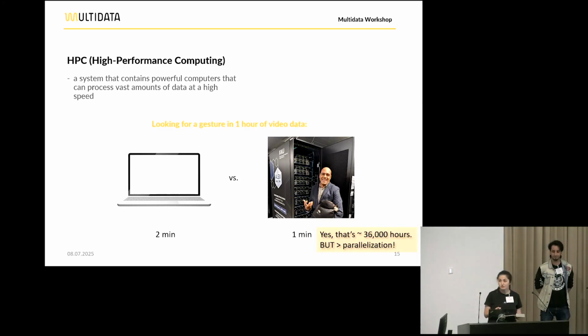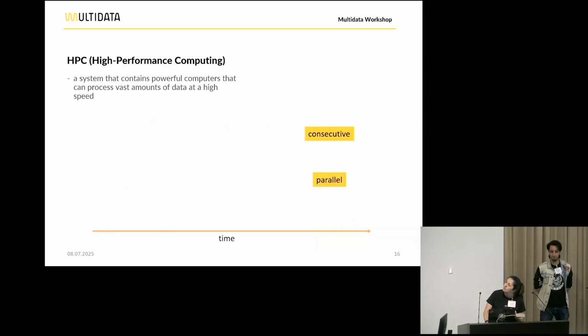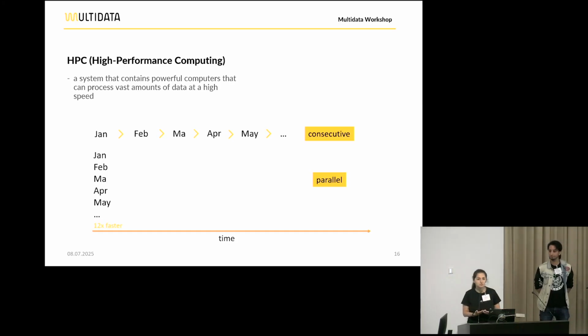But the great advantage of the HPC is that it has many more resources, right? So we can run our searches in parallel by instructing several computers to do the same thing at the same time. Now, what do I mean by that? The traditional or consecutive way would be to say, let me first go through all the January videos, then all the February and March videos. But if I have 12 computers available, I could run these 12 searches in parallel, which would speed up my computation by 12 times.